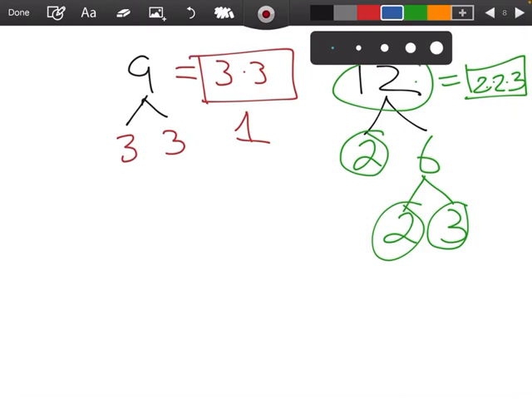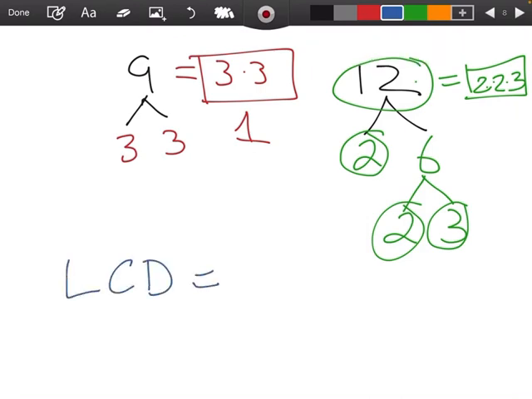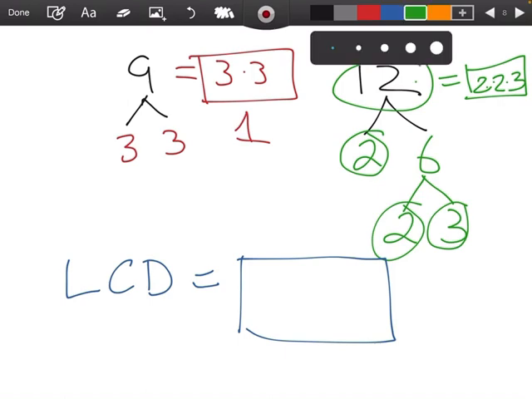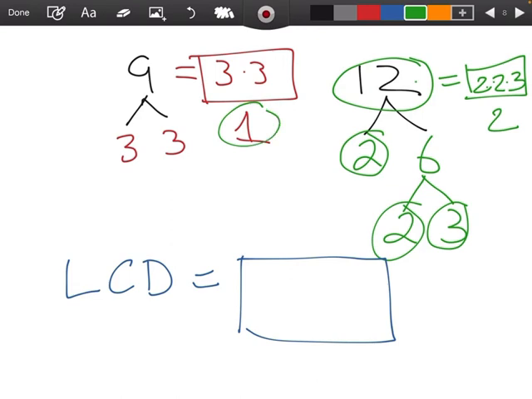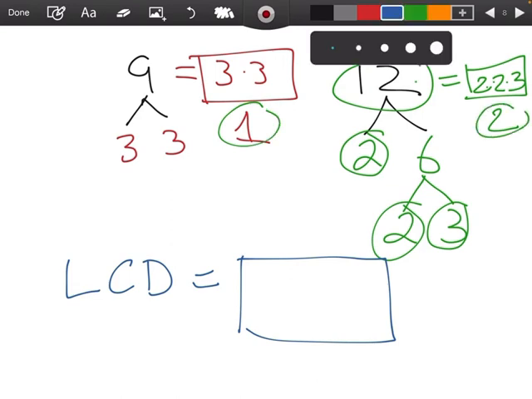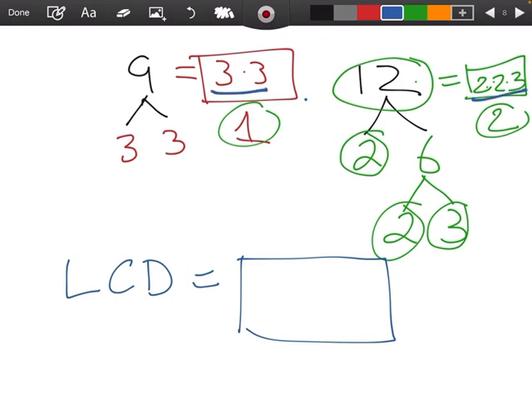Now, I need to find my least common denominator. So when I'm looking for my least common denominator, y'all, I'm looking at box number 1 and box number 2, okay? Box 1 and box 2. So I'm going to ask myself, okay, I have two different numbers. I have the number 3 and I have the number 2. Which box has more 2's? Well, this one does. And how many 2's does it have? It has 2 of them. So I'm going to write down the number 2 twice.